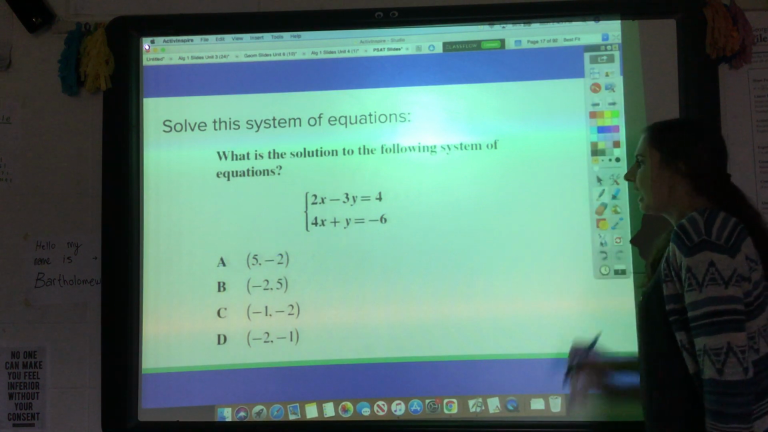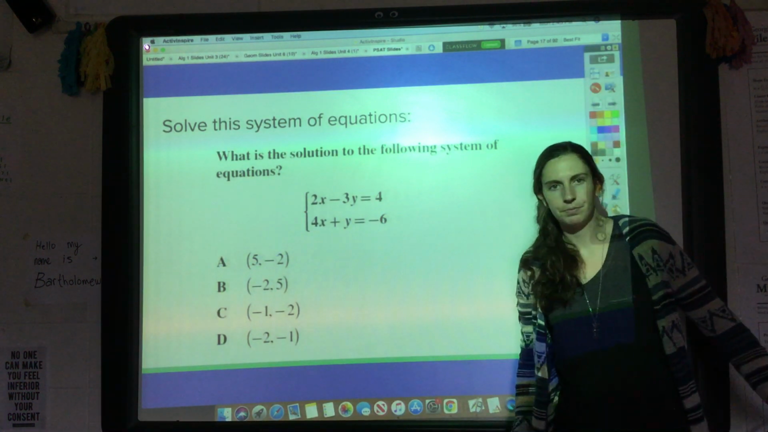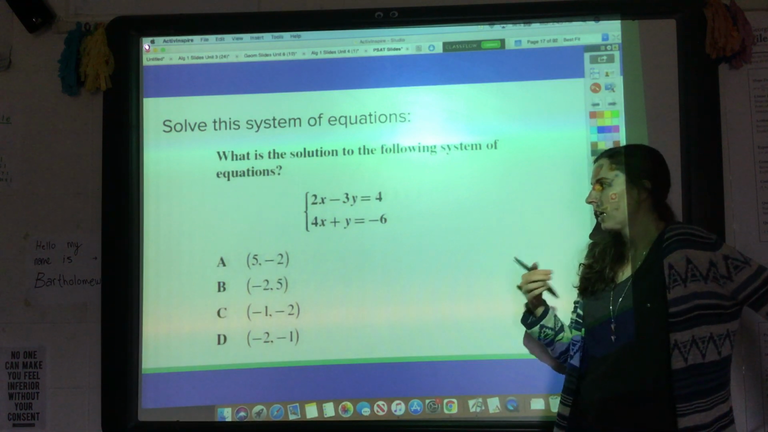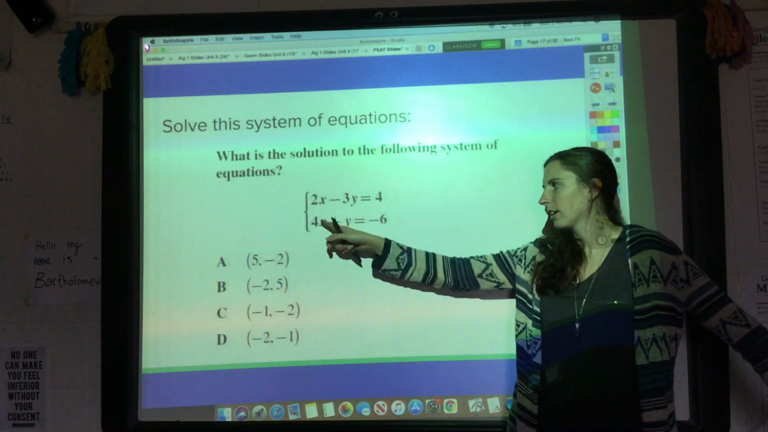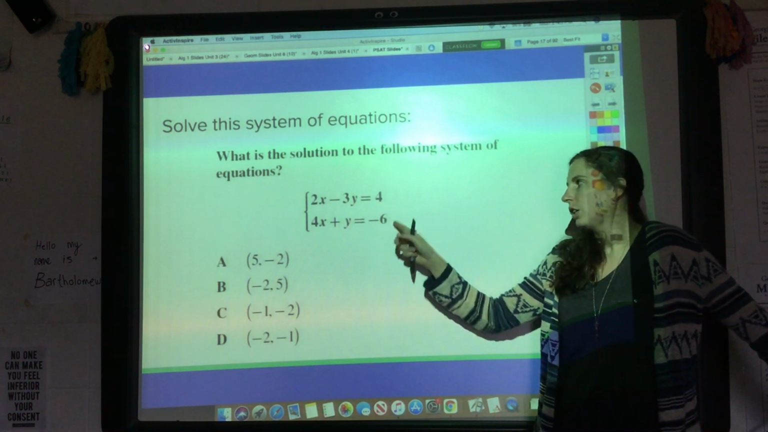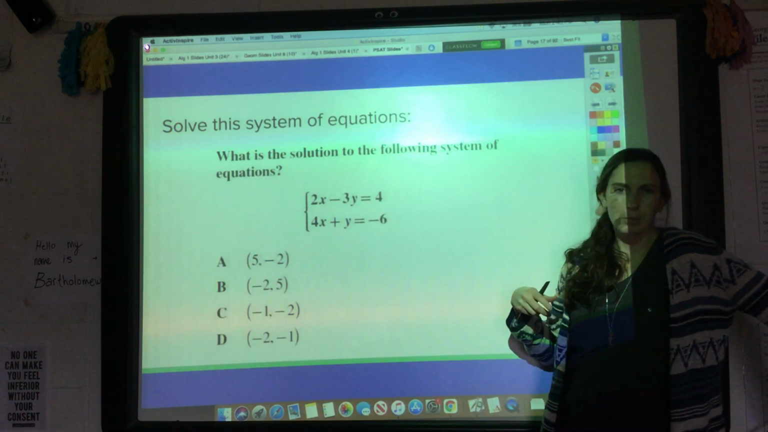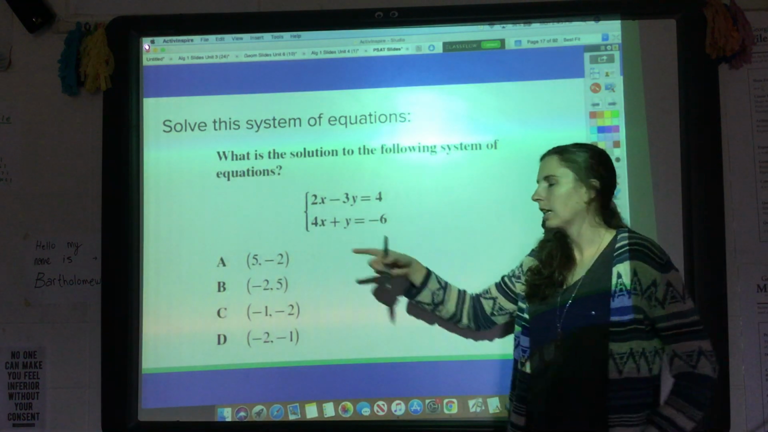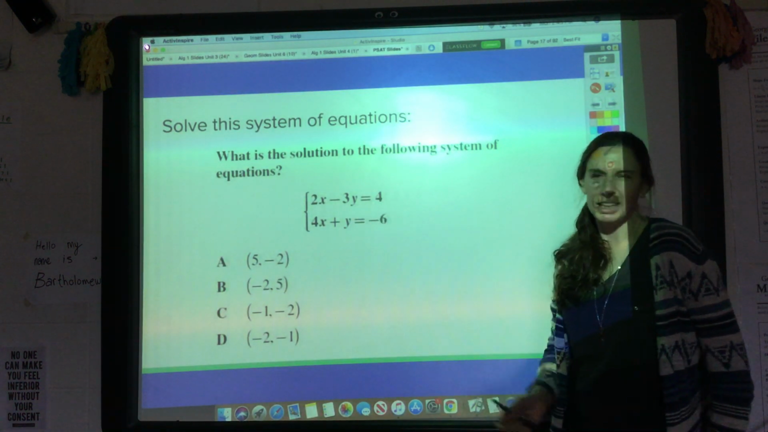If I was going to actually solve this one, I could use elimination or substitution pretty easily. If you want to subtract 4x and get y by itself, you could substitute it in for y, and that would be a pretty easy way to go. You could also eliminate either of these variables pretty easily.